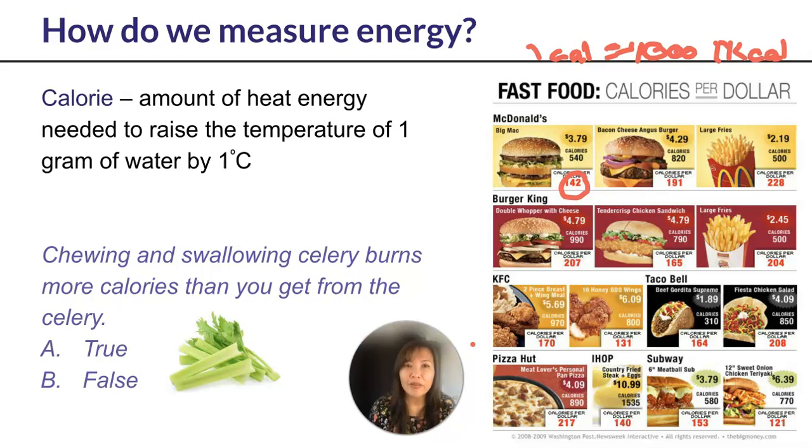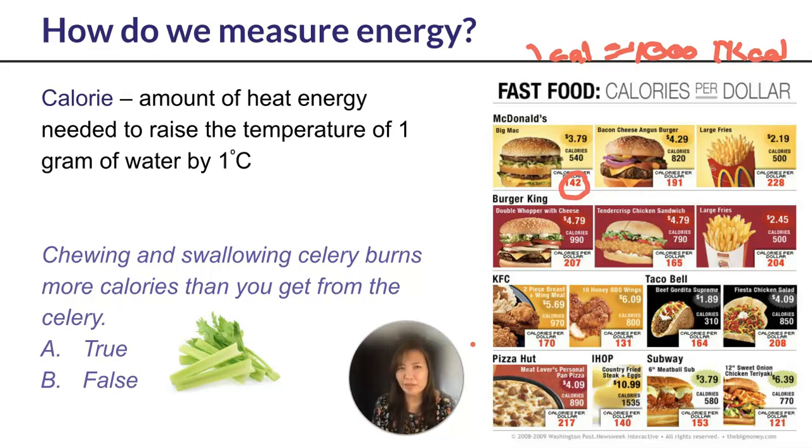So in a study, they found that a certain amount of raw celery has 53 calories. One celery stalk has about 4 calories. So this person is actually consuming quite a bit of celery. That subject consumed 53 calories worth of celery. When they measured how many calories the subject was burning from chewing, swallowing, and digesting celery, it came out to be 72 calories. So the answer here is true, that you're burning more calories, releasing more calories, to chew and swallow the celery than you actually get from consuming the celery.